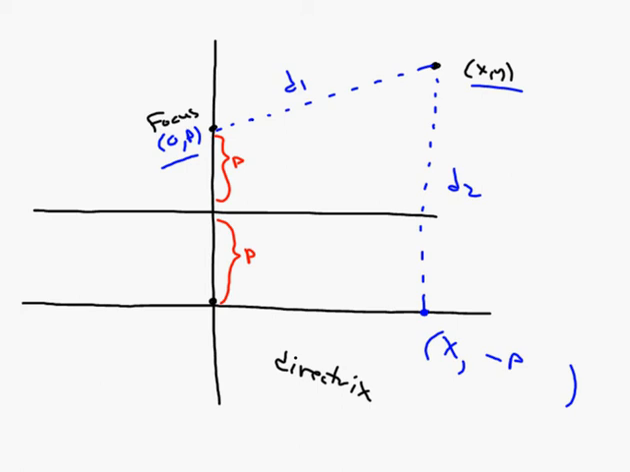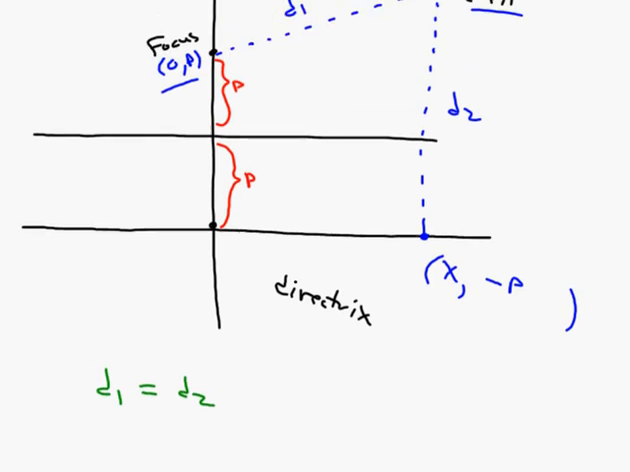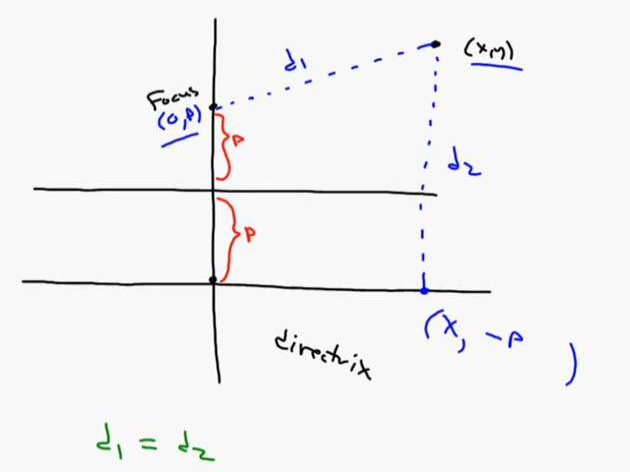Okay. All right. So now we're ready. We're ready to get our distances and set them equal. So what do we know? We know that d1 has to equal d2. So we're just going to start with that. d1 we can get by doing the following. The square root of x minus 0, or just x, well, I'll write it out, x minus 0 squared plus y minus p squared. Okay, so that takes care of that distance.